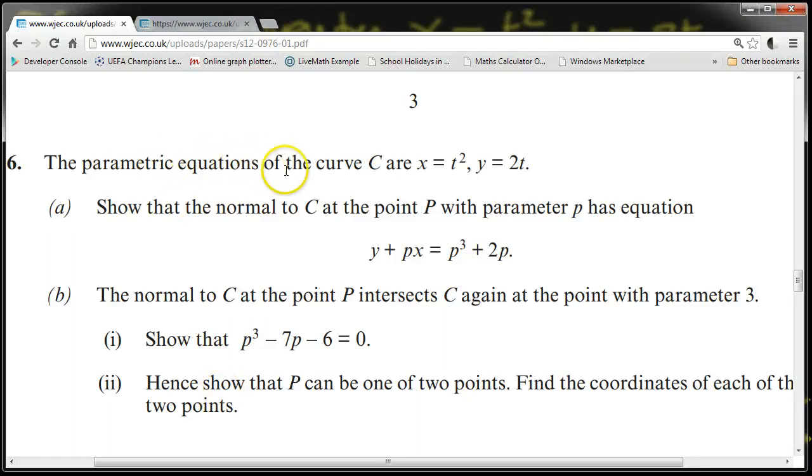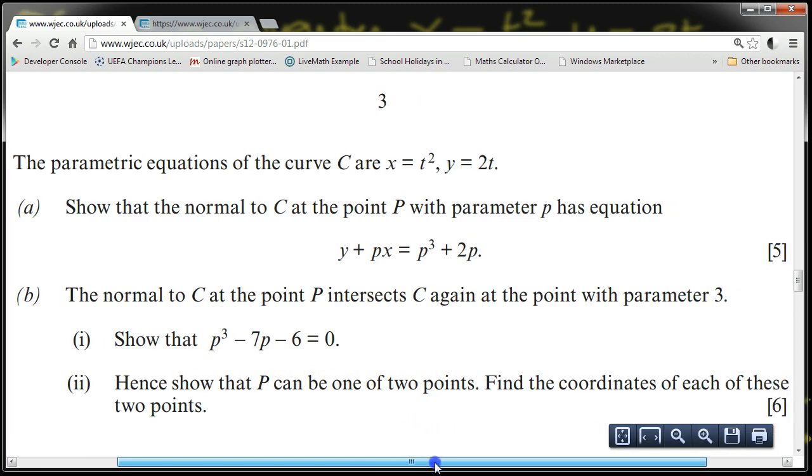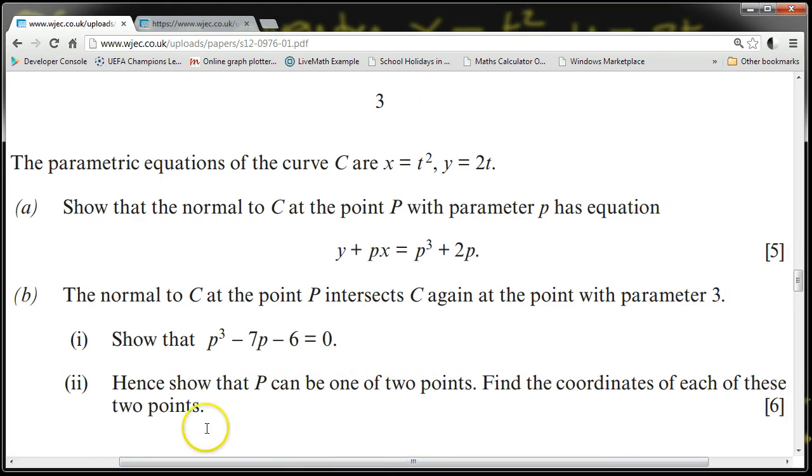The parametric equations of the curve C are x equals t squared and y equals 2t. Show that the normal to C at the point P with parameter p has equation y plus px equals p cubed plus 2p. The normal to C at the point P intersects C again at the point with parameter 3. Show that p cubed minus 7p minus 6 equals 0. Hence, show that P can be one of 2 points. Find the coordinates of each of these 2 points.